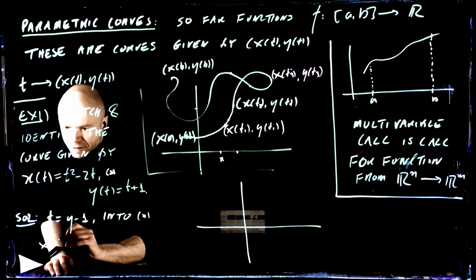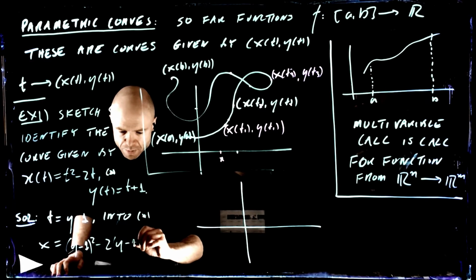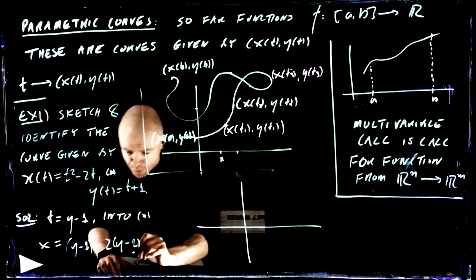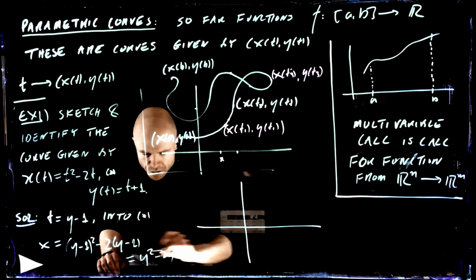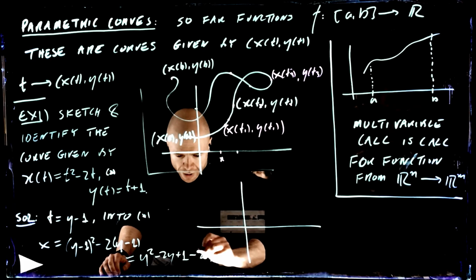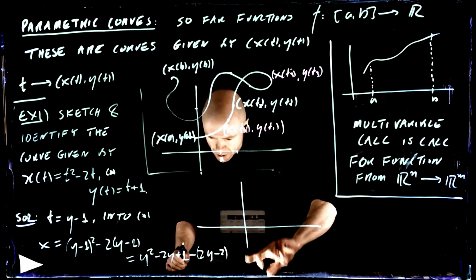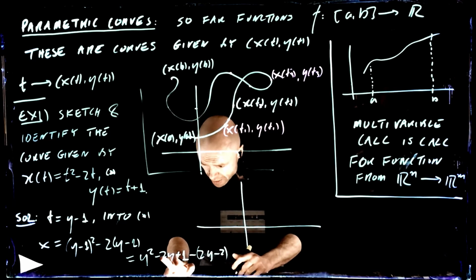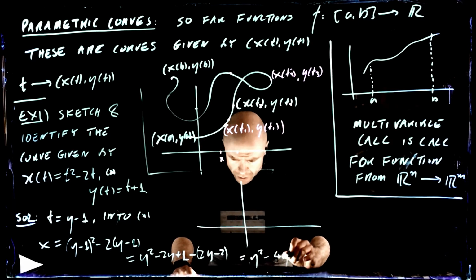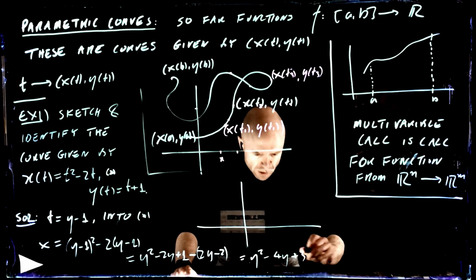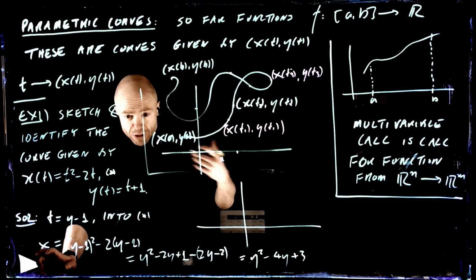And we're going to have that x is equal to (y minus 1) squared minus 2(y minus 1), like this. And then we can expand that out. So we're going to have y squared minus 2y plus 1, and then minus 2 of (y minus 1), right? So what's that? We're going to have this minus 4y and then a plus 3. So this is going to be y squared minus 4y plus 3. And sure enough, that's a quadratic, right? It's a quadratic.